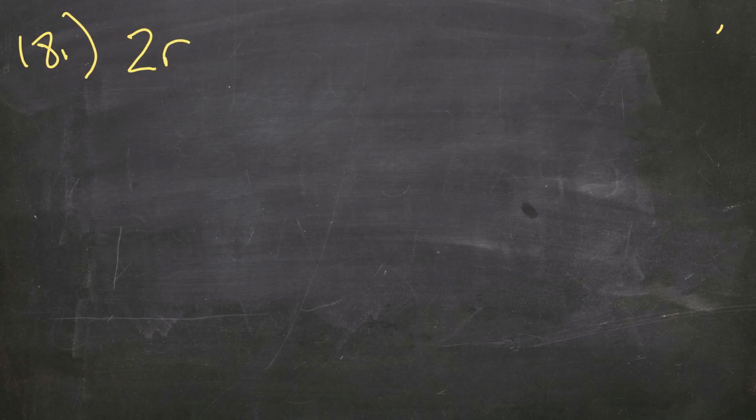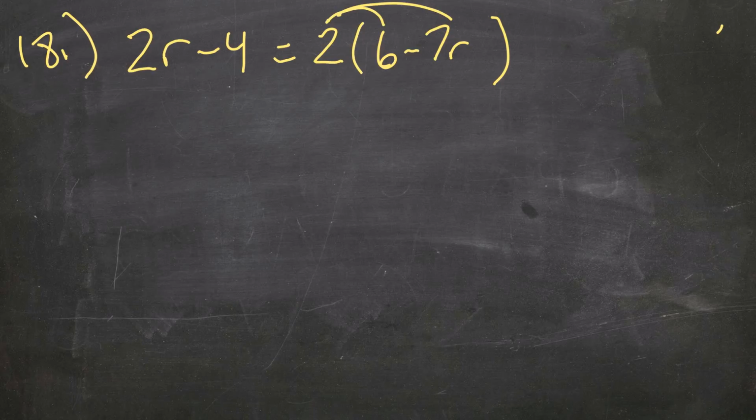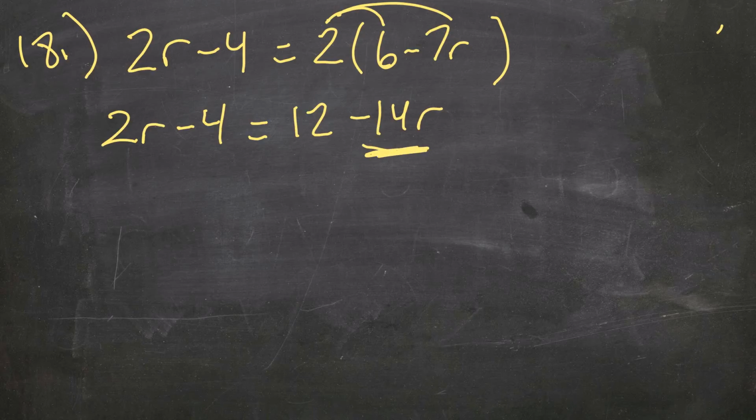18. We have 2r minus 4 equals 2 times 6 minus 7r. Once again, you have to do the parentheses first, so I distribute the 2 to both. I leave the left side alone. 2r minus 4 equals 12 minus 14r. Now I have to move my variables onto the same side. This negative 14r is smallest, so I add 14r to both sides.